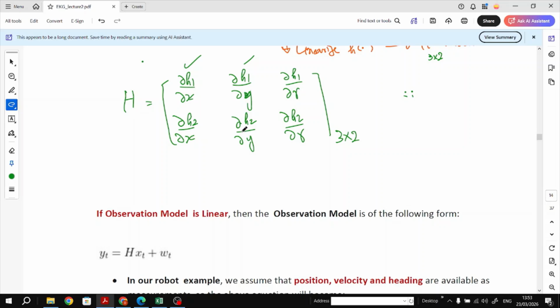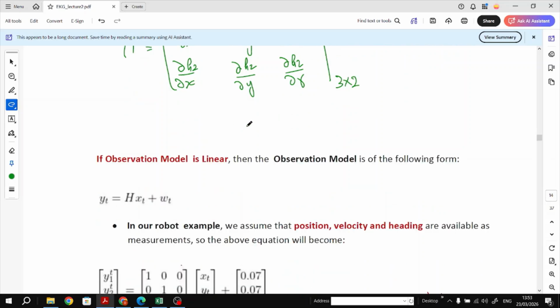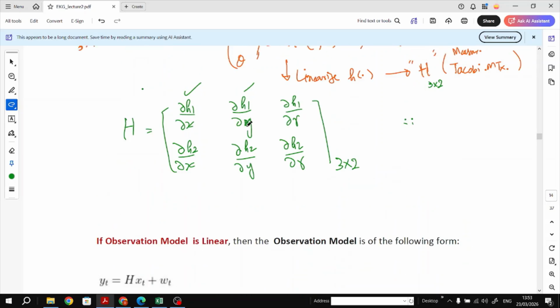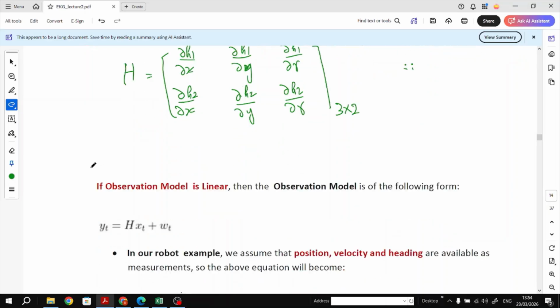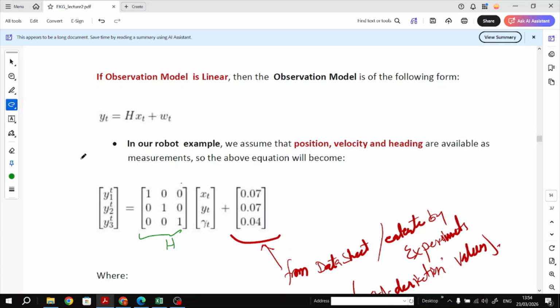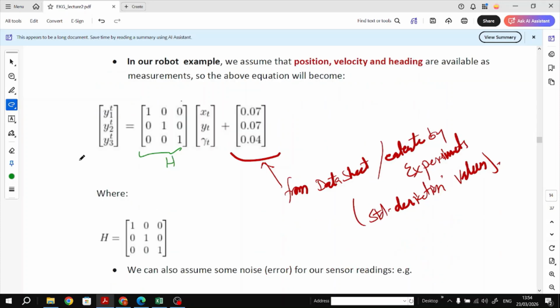So once you calculate the measurement Jacobian matrix, you have already calculated the system Jacobian matrix and input vector Jacobian matrix, and now you have also calculated the measurement Jacobian matrix. Now you are ready to apply your EKF equations to this example, which is an example of a ground mobile robot, differential drive robot, using the system model and observation model.